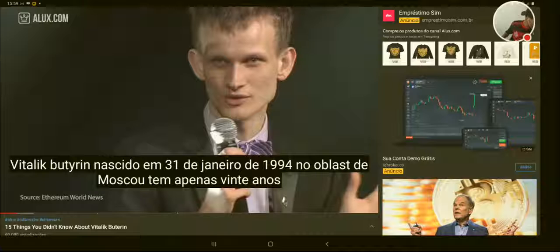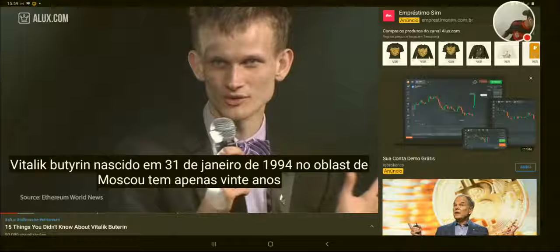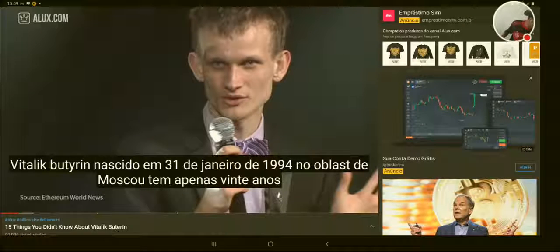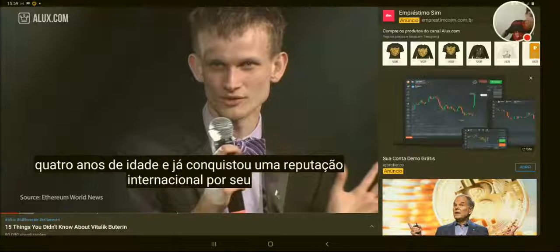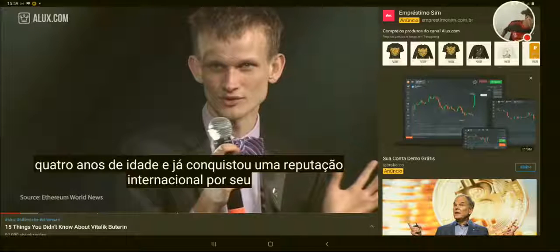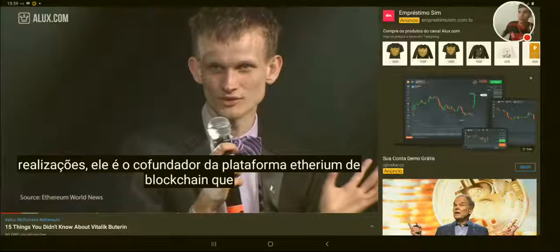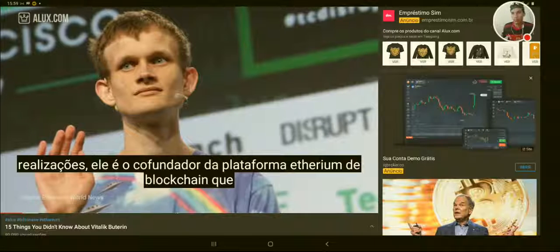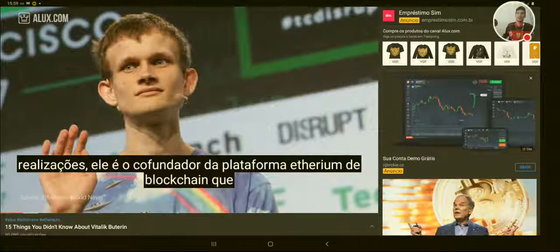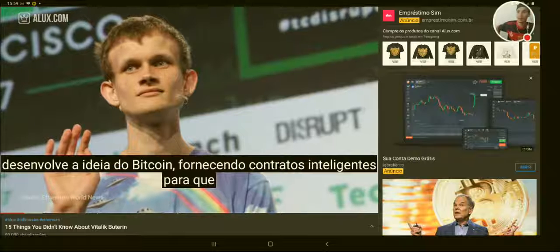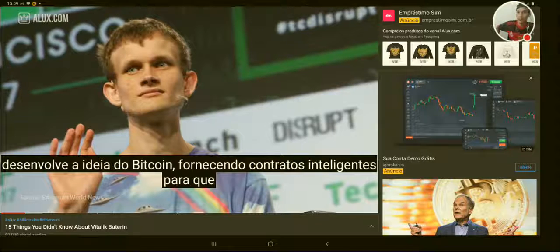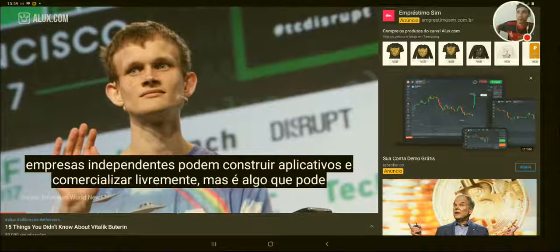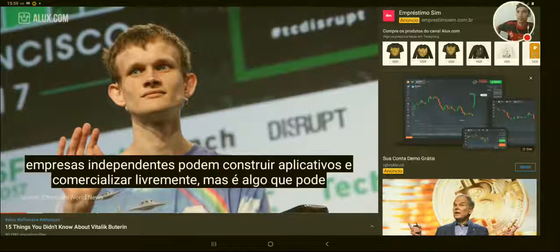He is only 24 years old and has already grown an international reputation for his accomplishments. He's the co-founder of Ethereum, a blockchain platform which develops the idea of Bitcoin by providing smart contracts so that independent companies can build apps and trade freely.